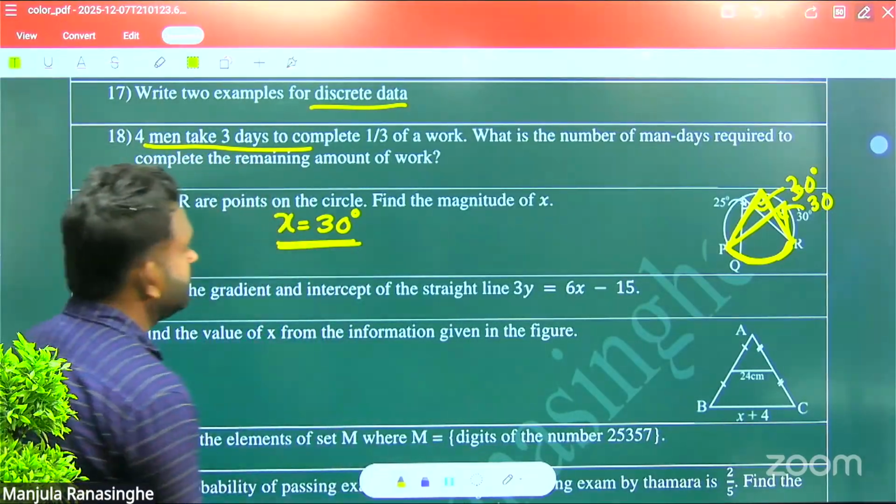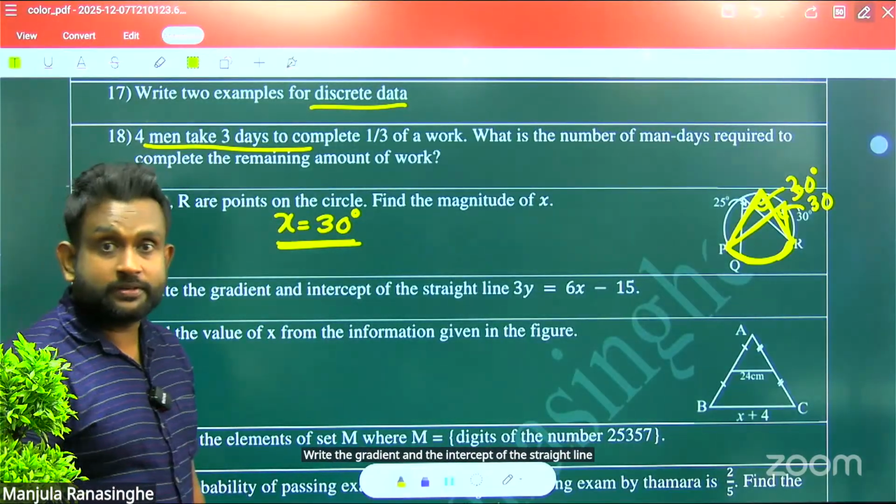Write the gradient and the intercept of the straight line 3y equals 6x minus 15.